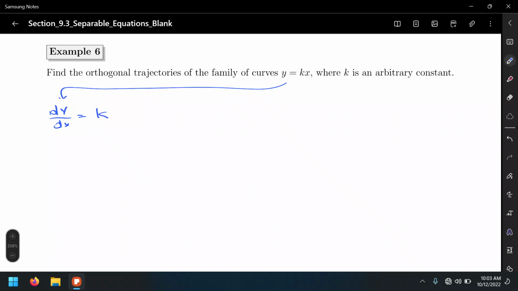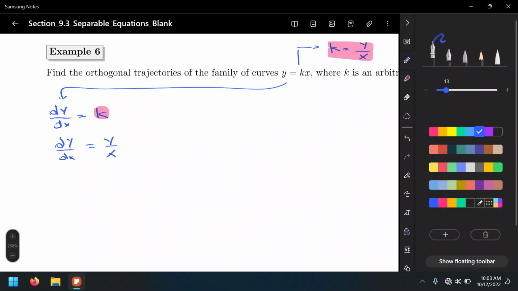However, we want to write this k in terms of x and y. So what we can do here is solve for k. That's going to give us y over x. So dy/dx will then be, well, replaced with this quantity k. Now, since this is y over x, what's this ultimately?